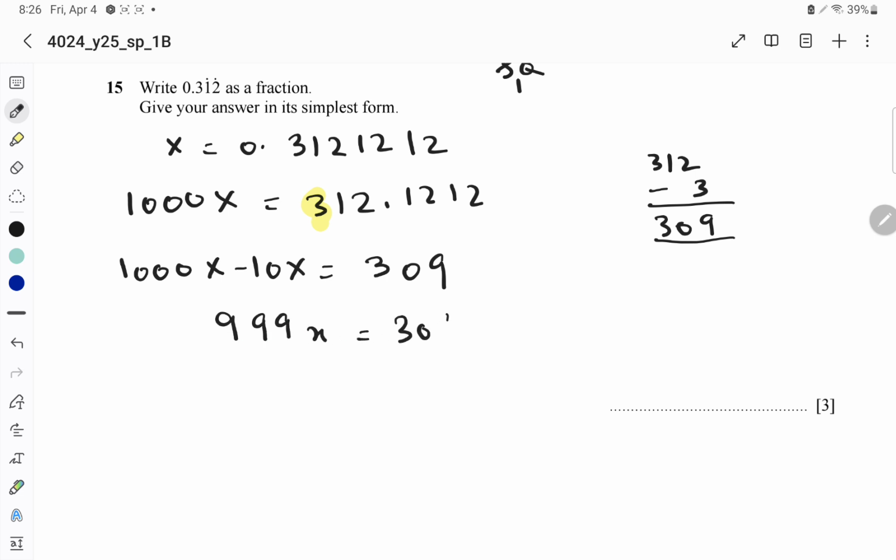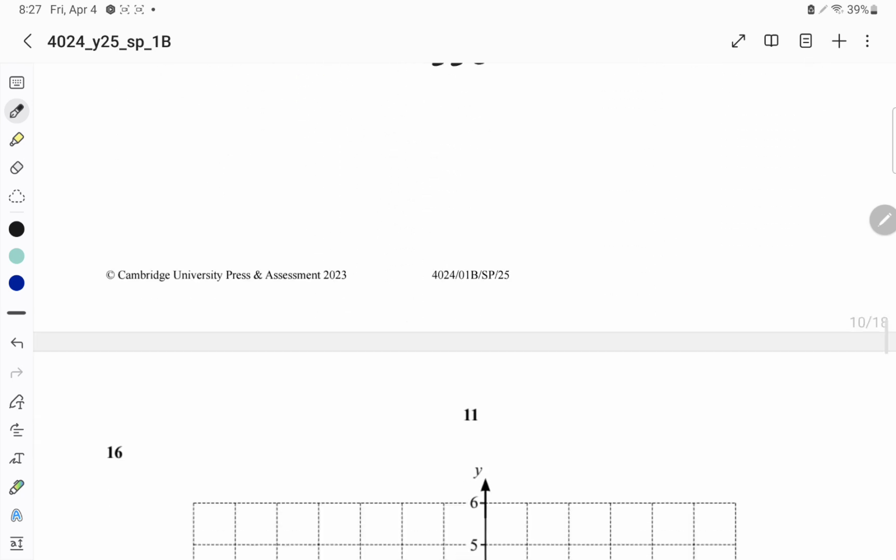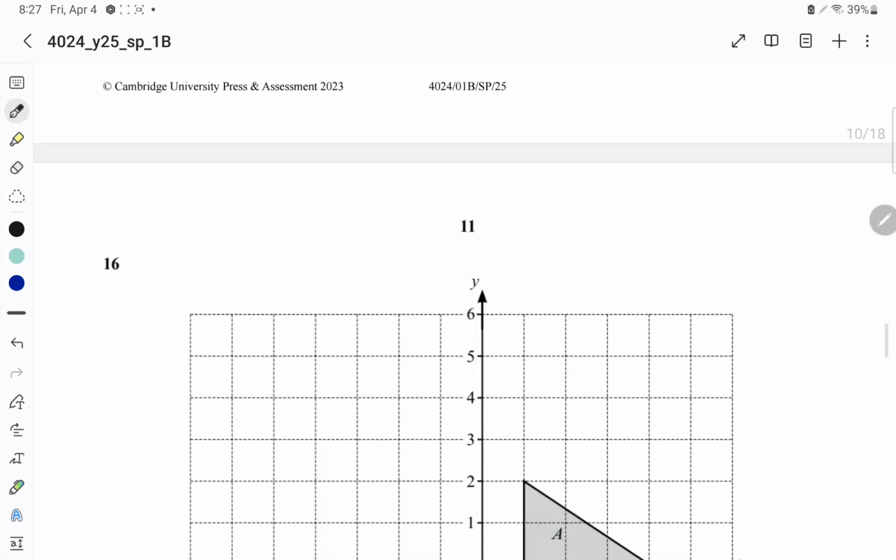X equals 309 upon 990. Now we can simplify with the 3 times table: 3 ones are 3, 3 threes are 9, and 330. So 103 upon 330 is the answer for this question. This was a 3 marks question.